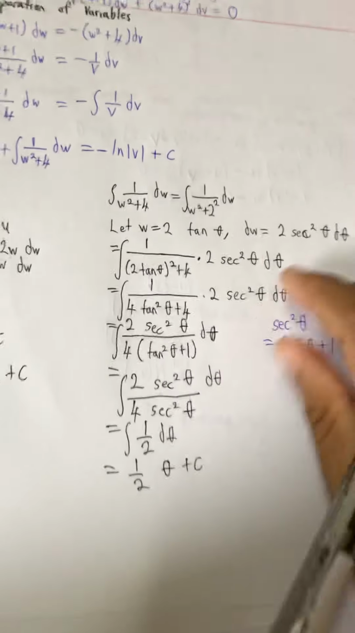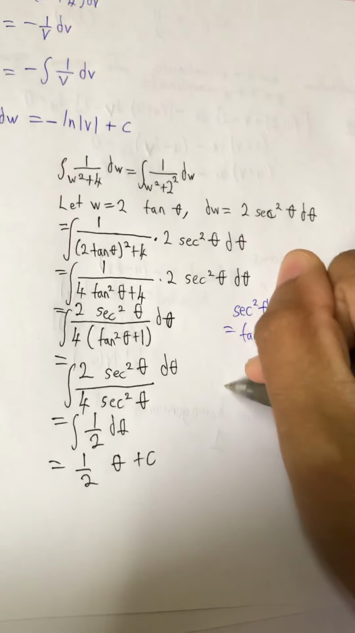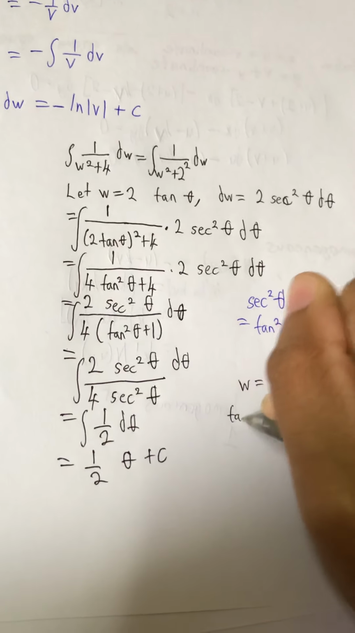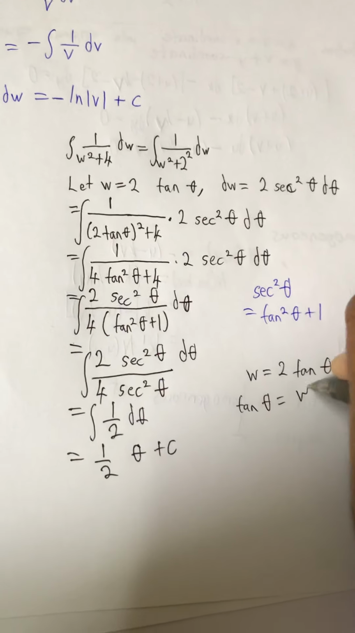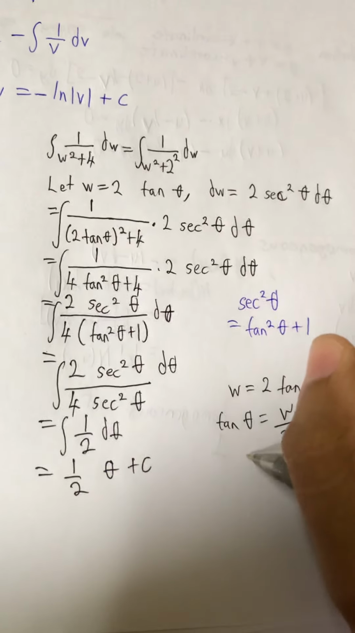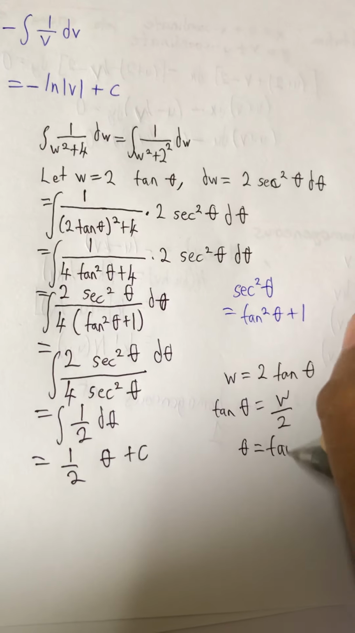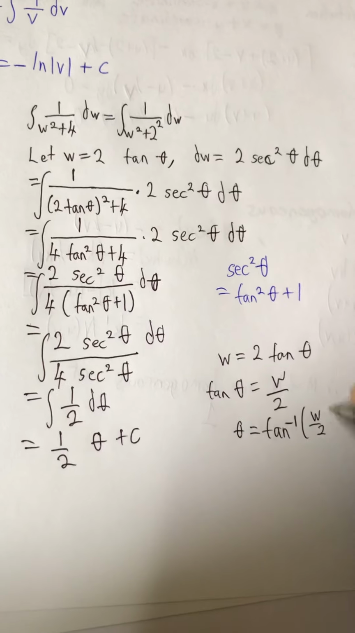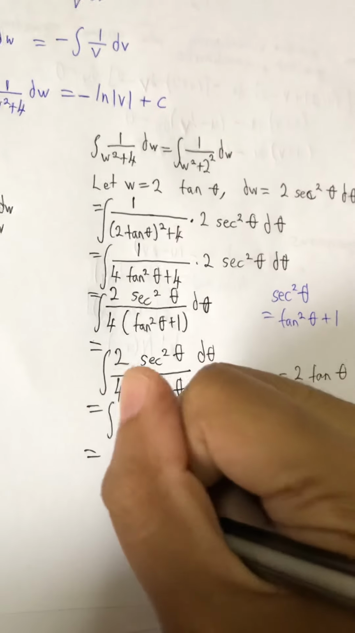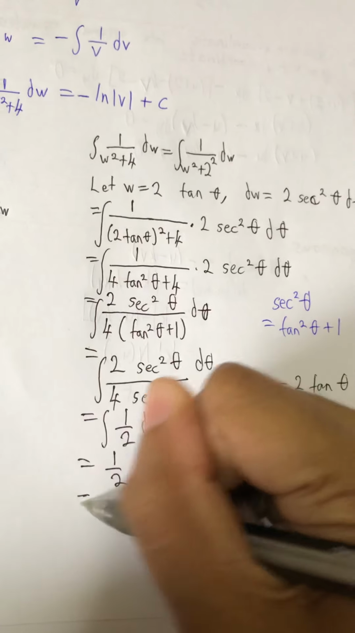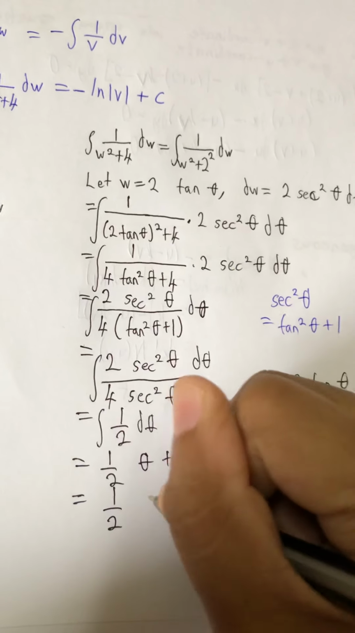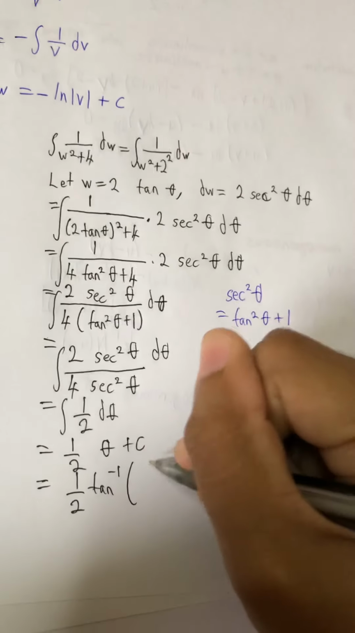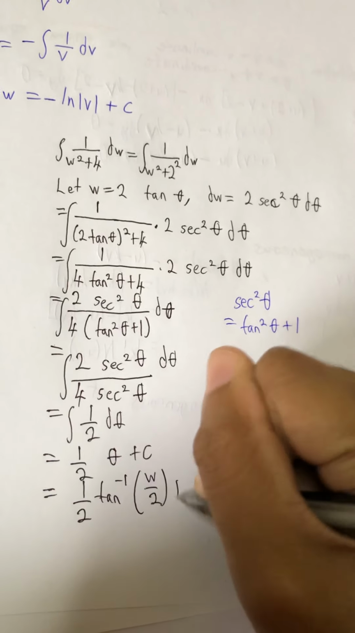So we substitute back the θ. So note that w equals 2 tan θ, and then our tan θ is equal to w over 2. So to find θ, θ is equal to tan⁻¹(w/2). So we just substitute the θ here, so it becomes 1/2 tan⁻¹(w/2) + c.